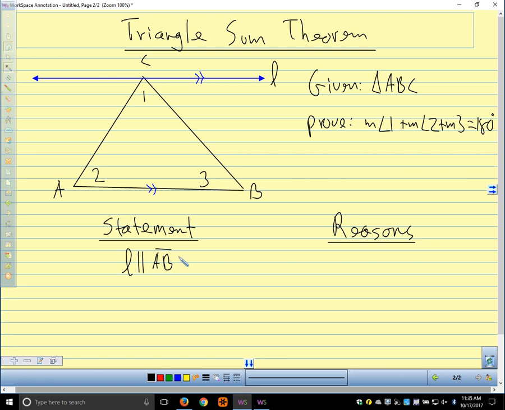Well, what tells us that we can make a line through that point C that's parallel to the base of the triangle? I have a line and a point not on the line, and I've just made a parallel line through that point. What tells me that that parallel line exists? The parallel postulate. The parallel postulate says we can make a parallel line through that point.